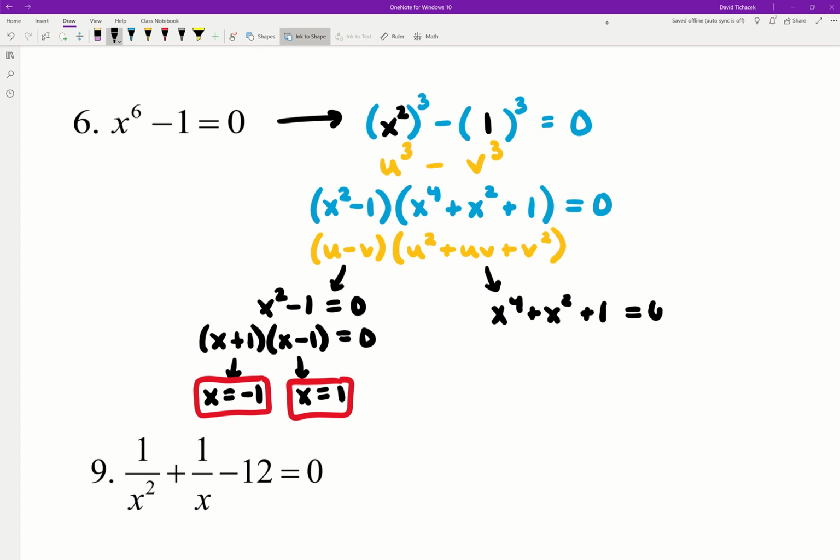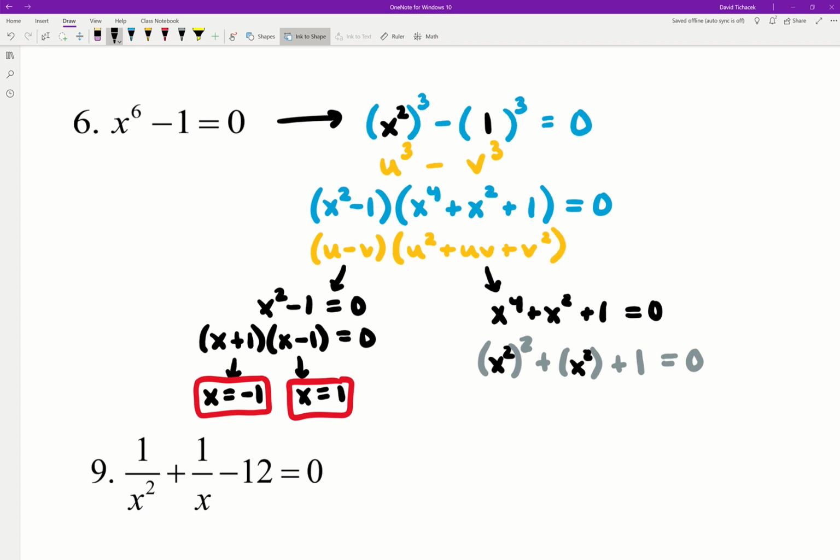And then if we go ahead and set x to the 4th plus x squared plus 1 equal to 0 and solve, then this would be something that you could continue to look at as in a quadratic form. We could look at this as something squared plus something else plus 1 is equal to 0. Of course, what are we squaring there? We said from before that was just simply going to be x squared.